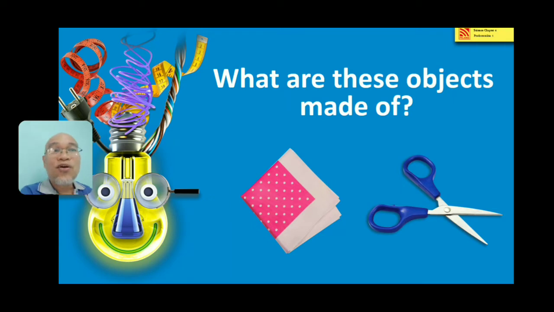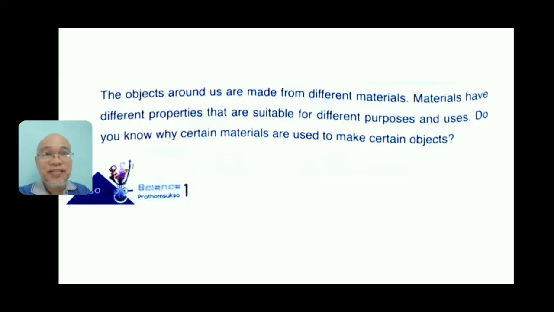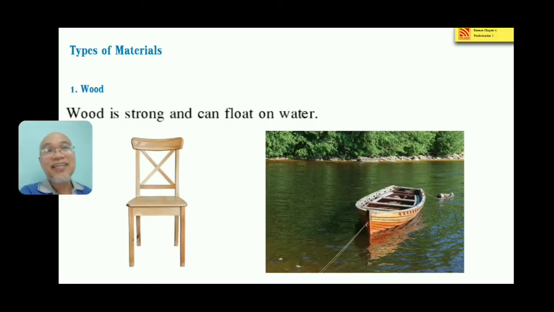Okay? So what are these objects made of? Now before we answer that one, let us study a bit. The objects around us are made from different materials. Materials have different properties that are suitable for different purposes and uses. Do you know why certain materials are used to make certain objects? Now, here are some types of materials.